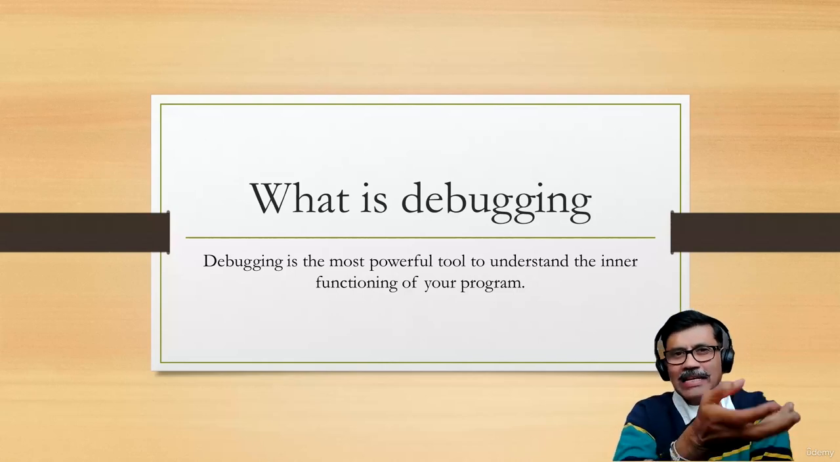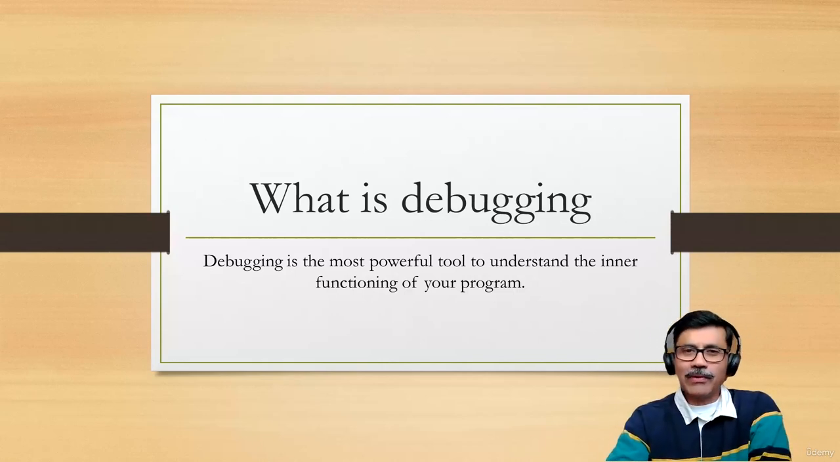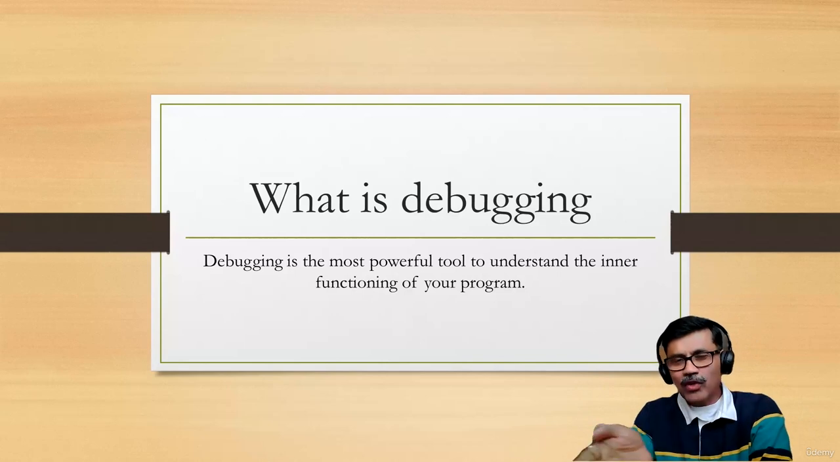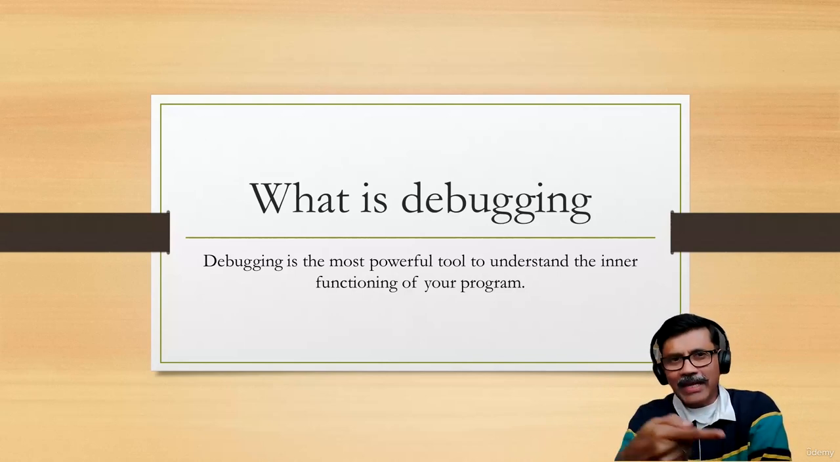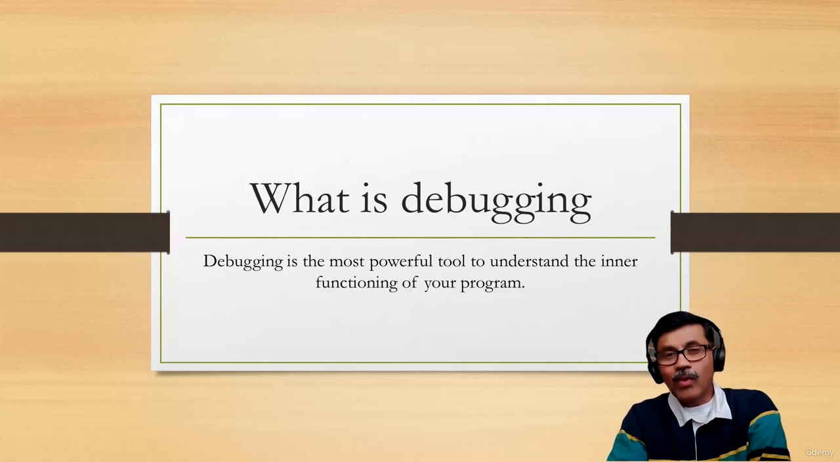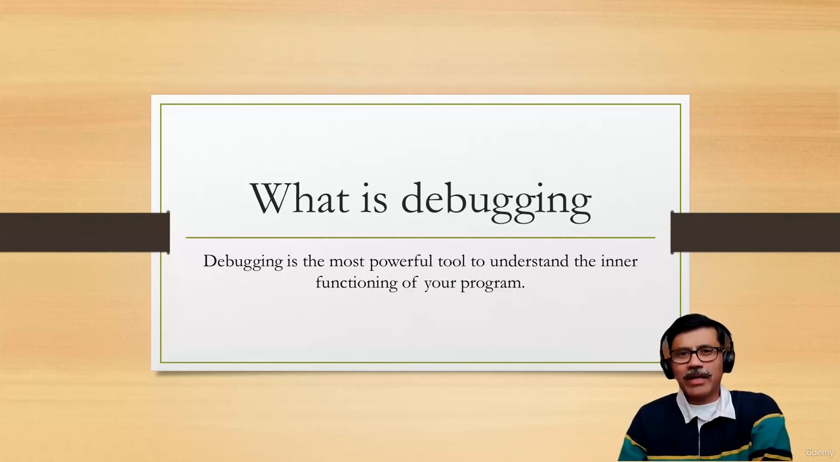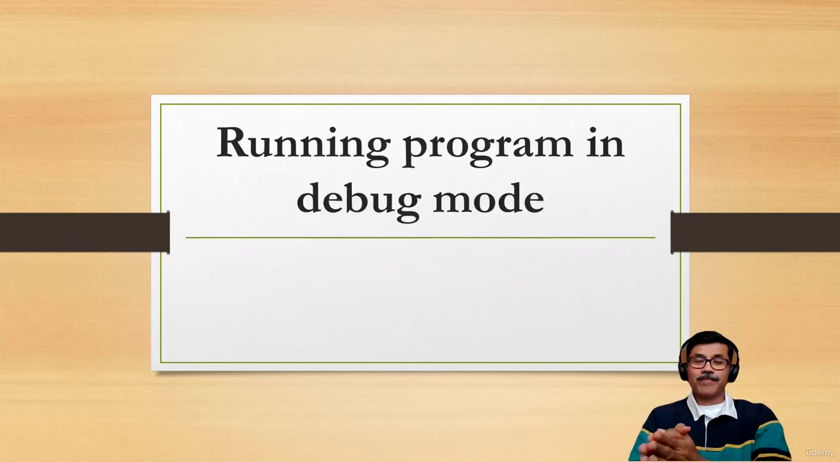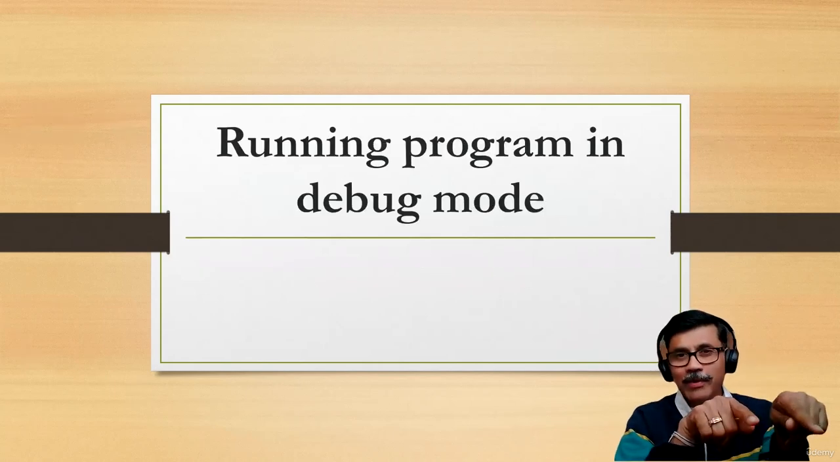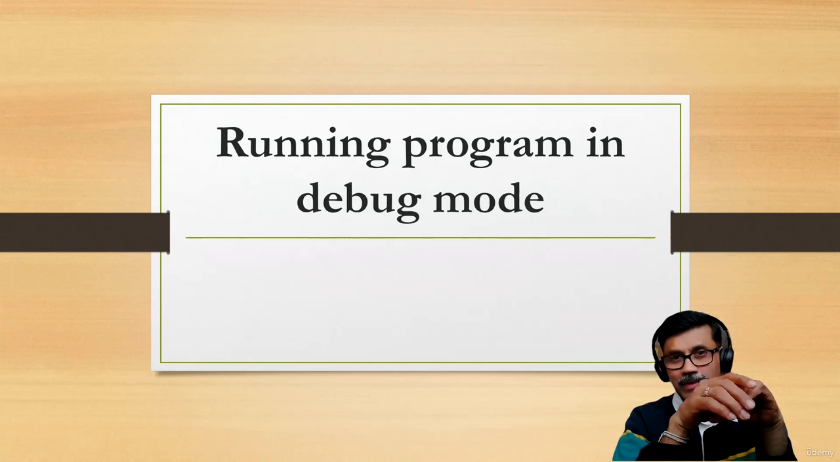Debugging basically lets you go inside the program as the computer executes your program line by line. It lets you see what is happening inside your program. So you can watch the variables, put a breakpoint, all of that, right? That's why debugging is very important. So what are we going to do? We're going to run the program in a debug mode, right?